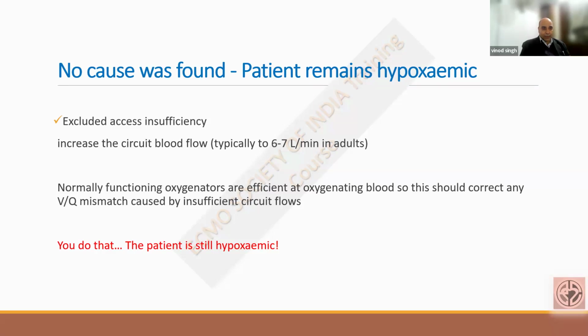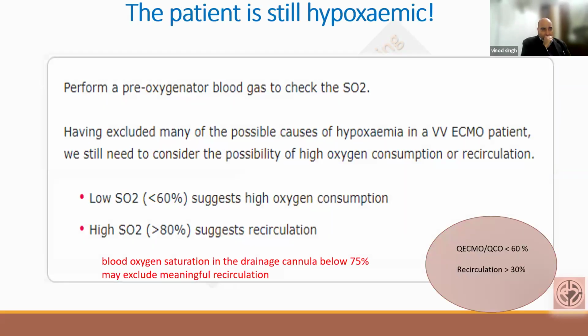Now the question arises: if the patient is still hypoxemic, I've increased the flow, but my patient is not improving, saturation is still low, what to do? So if your patient is not improving with 6 to 7 liters of flow, there must be some reason. The second step is to find out whether my patient has a high oxygen consumption or whether my patient is getting recirculation.